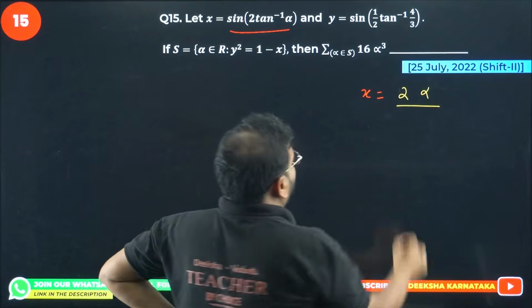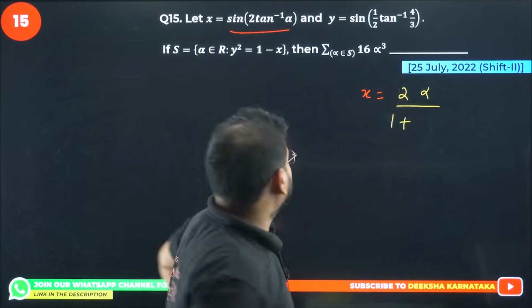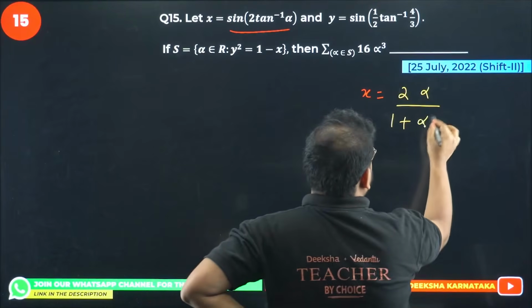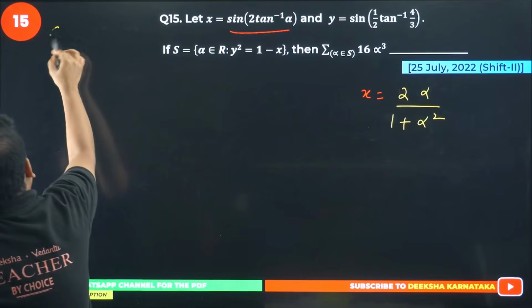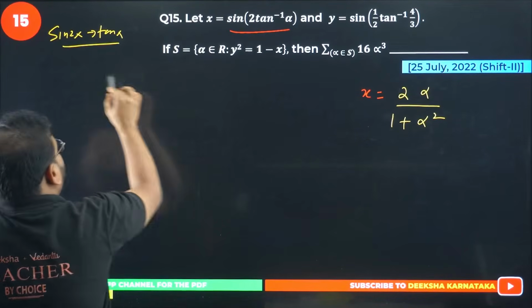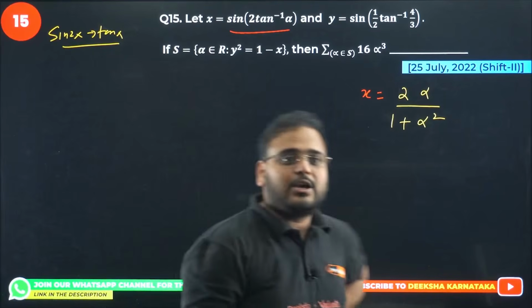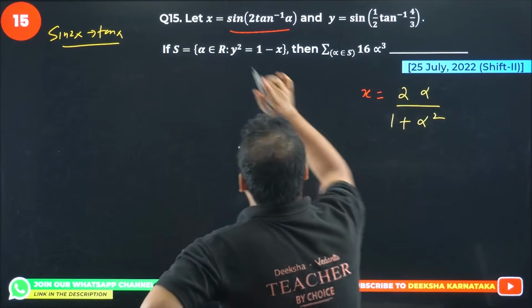In the denominator you'll have 1 plus tan square of tan inverse alpha, so you'll get simply alpha square. Do one thing, apply the formula of sine 2x in terms of tan. Write the formula of sine 2x in terms of tan. So x equals to 2 alpha by 1 plus alpha square.